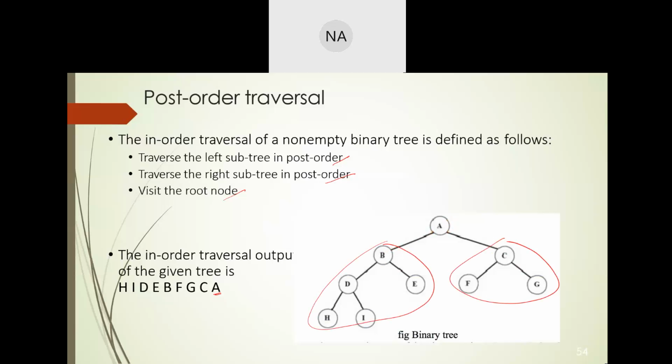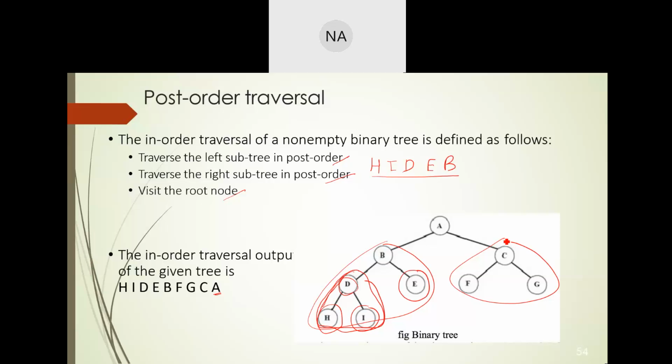So left subtree first. The left subtree is a complete tree, and B is the root node. So again you will traverse the left subtree of the root node B. This is another subtree. You will traverse the left subtree of node D first, which is H, then its right subtree, which is I, then the root node, which is D. Now the left subtree of node B has been traversed. Now you will traverse its right subtree, which is E, then the node B itself. This is the left subtree of root node A.